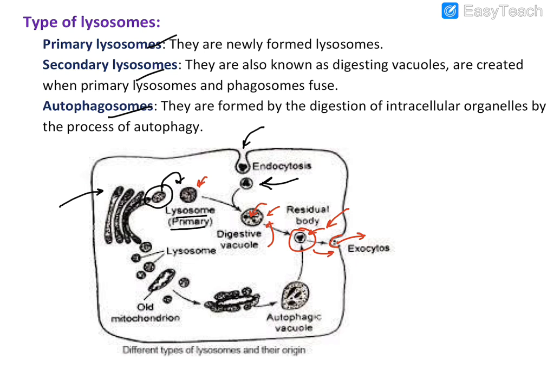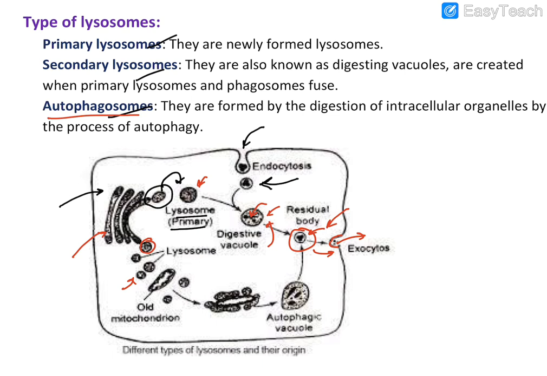In the same way, if you take autophagosomes, the lysosomes are released from the Golgi apparatus. This will be the Golgi apparatus and this will be the lysosome. The lysosome takes up old cell organelles. Such a lysosome which takes up old cell organelles and digests them is called an autophagosome.